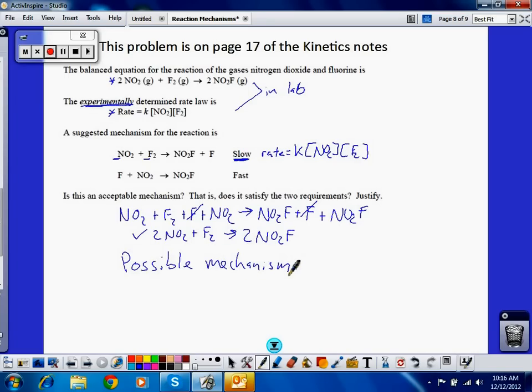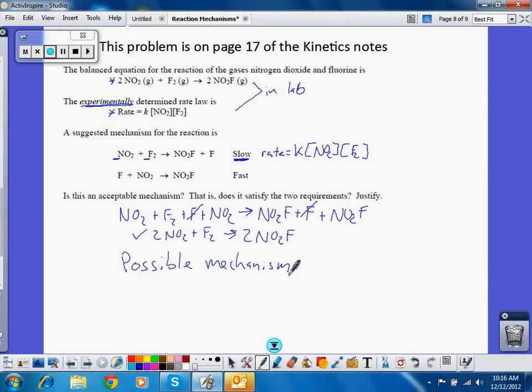You don't know for sure because you could come up with all kinds of other combinations of collisions that give you the same overall reaction and give you the same overall rate law. So this is just one possibility for a mechanism, but that would work.